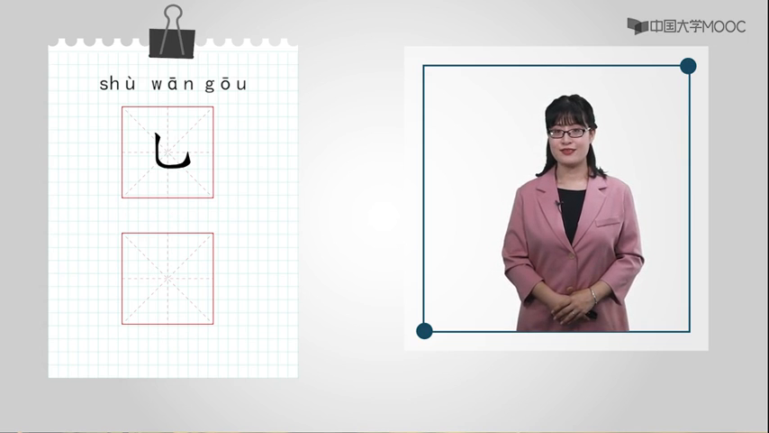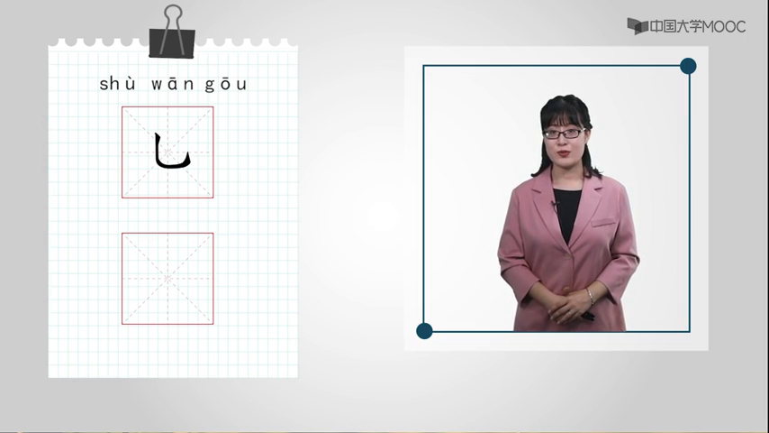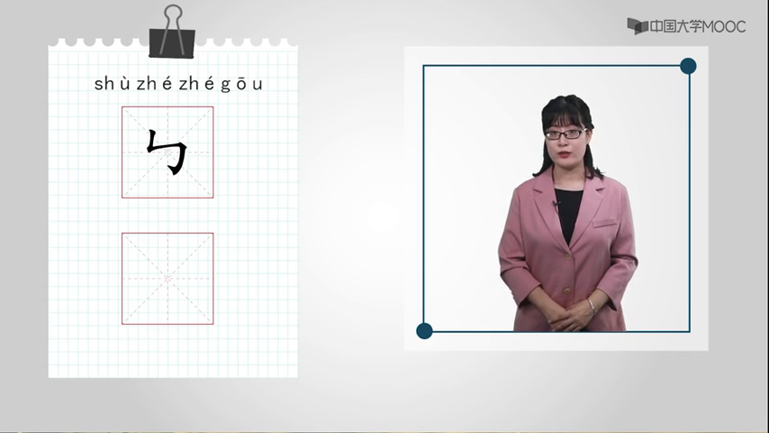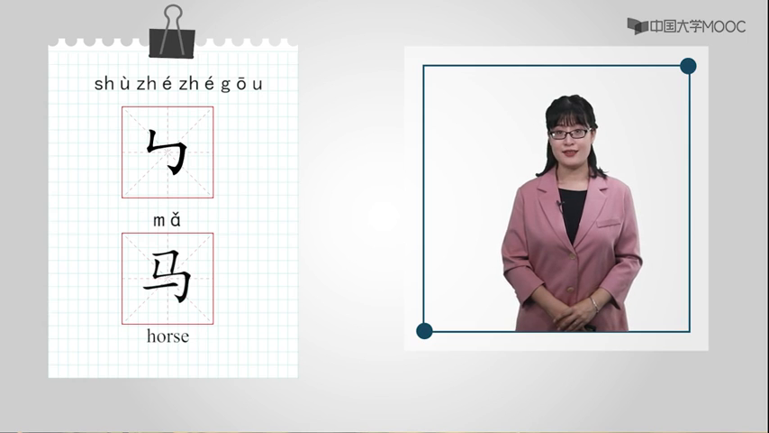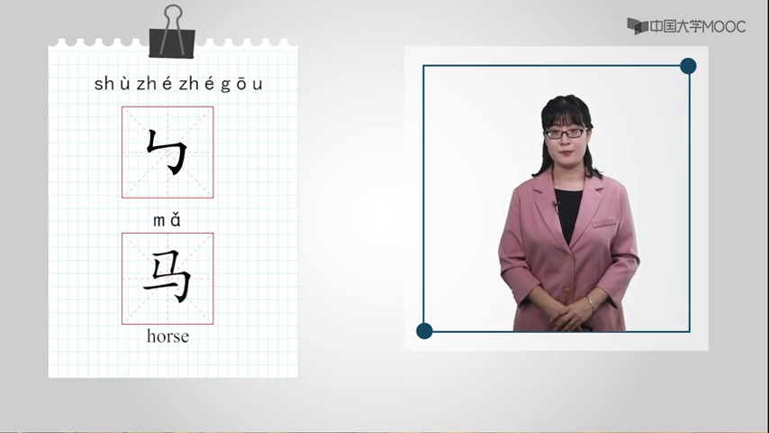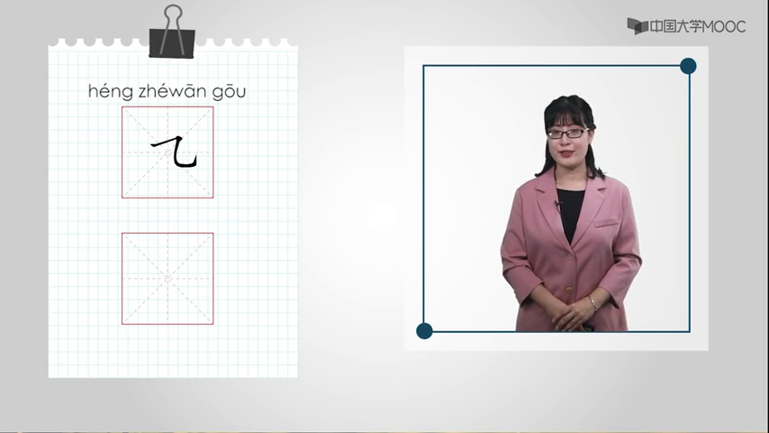竖弯钩. This is 竖弯钩. It writes like the second stroke of 7. 竖折折钩. This is 竖折折钩. It writes like the second stroke of 马, horse. 横折弯钩. This is 横折弯钩. It writes like the second stroke of 9.